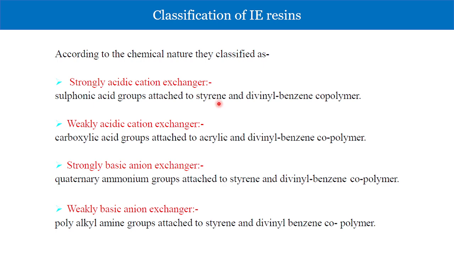According to the chemical nature, we can classify them into different groups from which we try to make the matrices. We have the strongly acidic cation exchangers, made with sulfonic acid groups attached to styrene and divinyl benzene copolymer matrices. We have the weakly acidic cation exchanger with carboxylic acid groups, the strongly basic anion exchangers with quaternary ammonium groups, and the weakly basic anion exchanger with polyalkyl amine groups. So these are the different groups which we use when we are preparing the different ion exchangers, right?